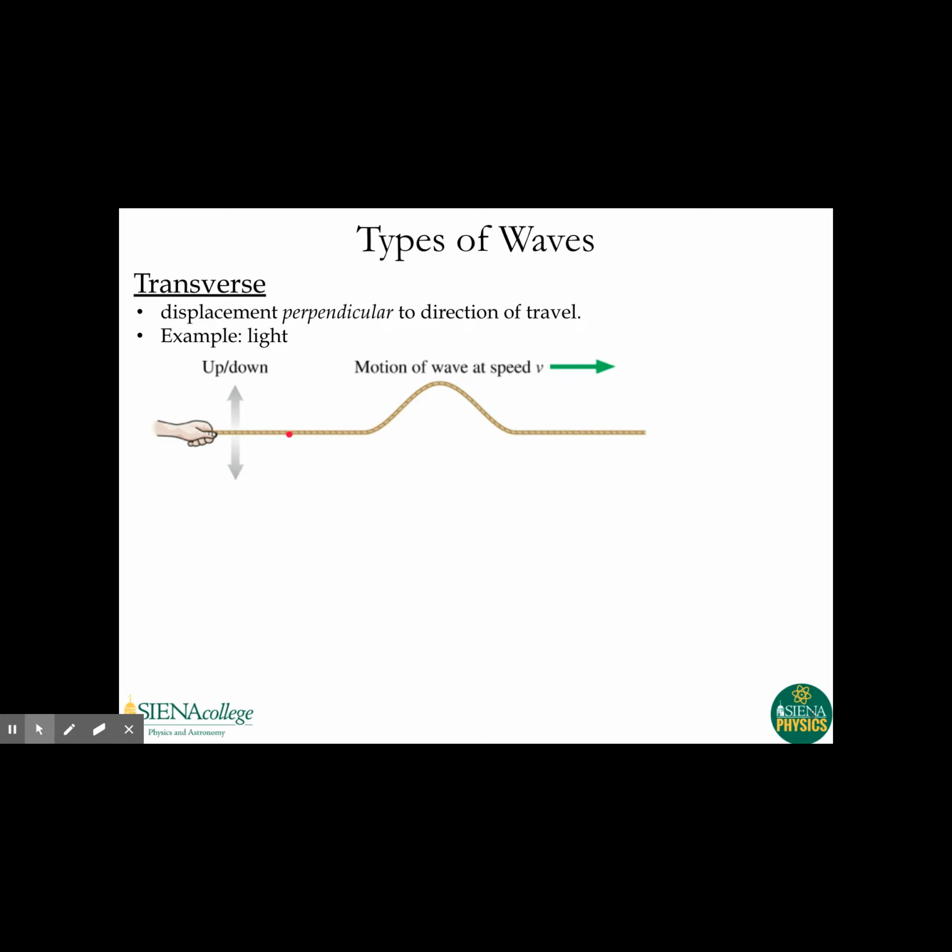So the rope is the medium, and the rope moves up and down, and that gives us the transverse meaning of the wave. Our wave moves to the right, but the actual medium stays right there. One other example, in addition to a wave on a rope, is light. Light is a transverse wave.